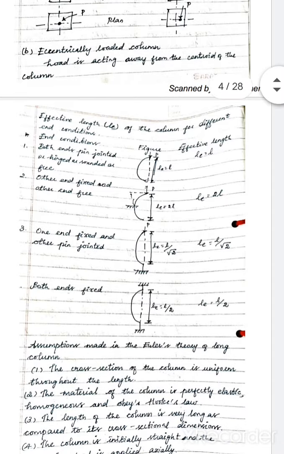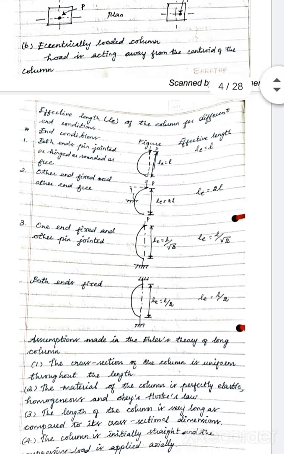Length may be changed to 2 into L. If the actual length is given as 6, for the first condition, one end pinned, another end pinned, LE will be the same, 6. For the second condition, one end fixed, another end free, the actual length is 6, so 2 into 6, the effective length will be 12. One end fixed, another end pin joined, LE is equal to L by root 2, 6 divided by root 2. Both ends fixed, 6 divided by 2, the effective length will be 3 meter.